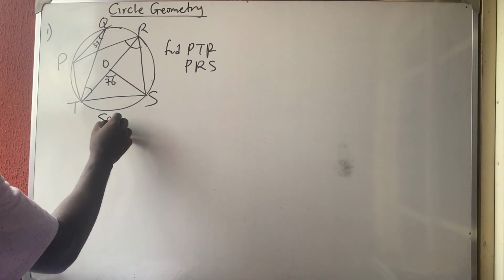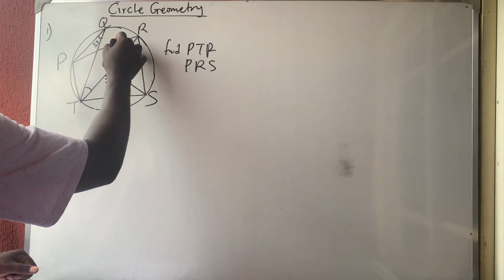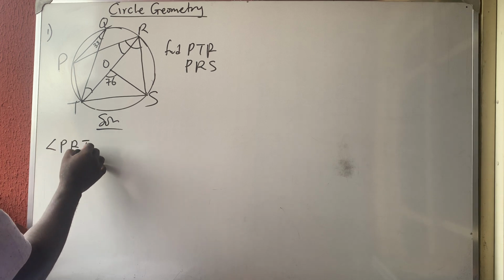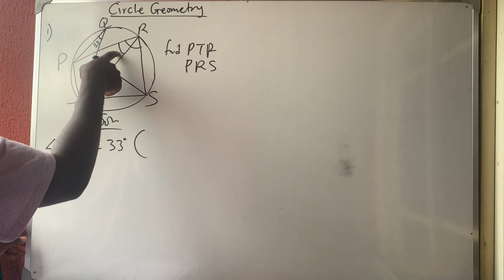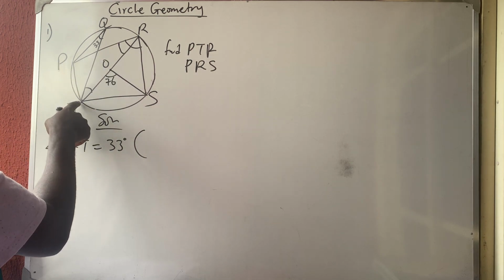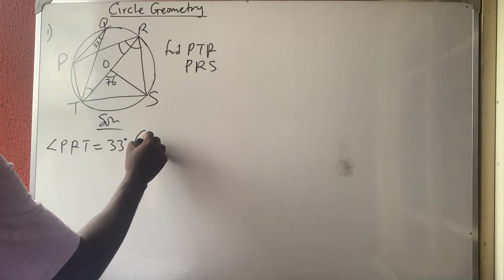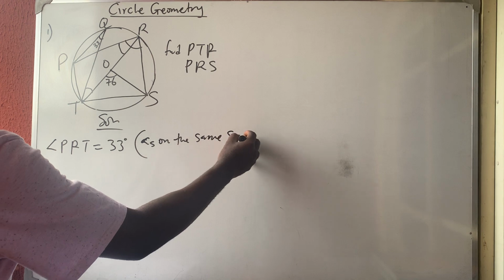Okay, solution very simple. Now we need to note that this small angle, that is angle PRT, is equal to 33 degrees. What is my reason? Angle on the same segment. Whenever you have a chord like this and they cut like this, and anywhere they touch the circumference, they are equal. So it's called angles on the same segment.